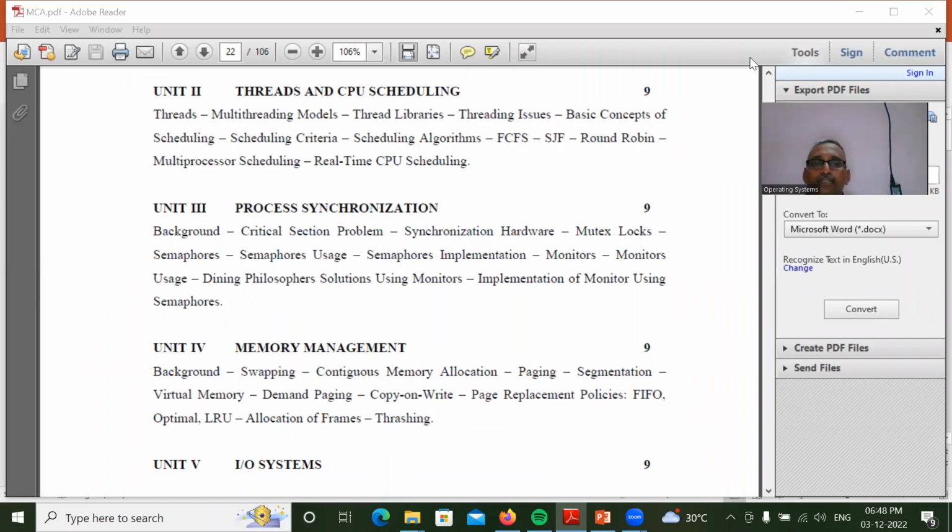Third unit of operating system is process synchronization. This unit contains background of process synchronization, critical section problem, synchronization hardware, mutex locks, semaphores usage, semaphores implementation, monitors usage, dining philosophers solution using monitor, implementation of monitor using semaphores. Let's see it one by one.